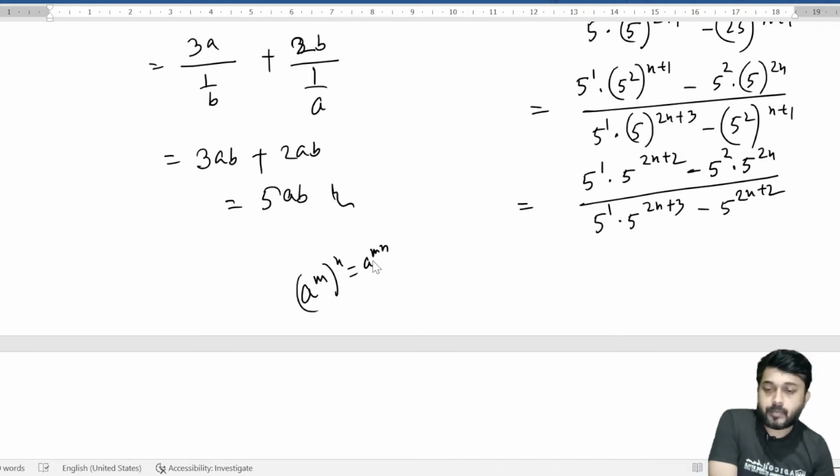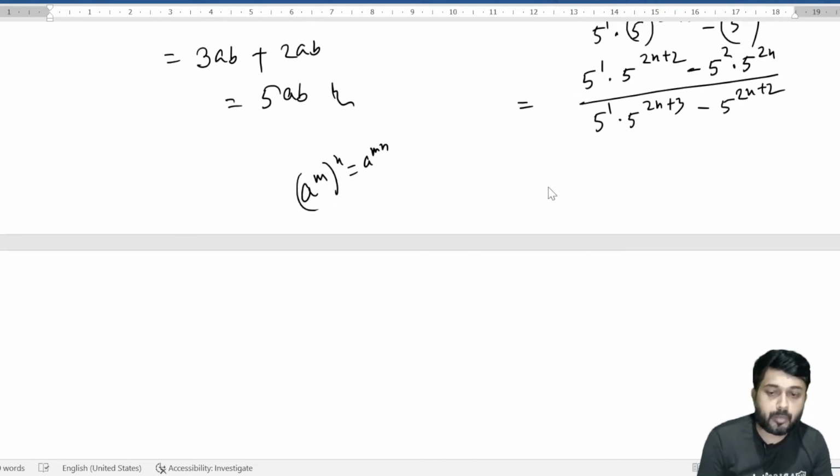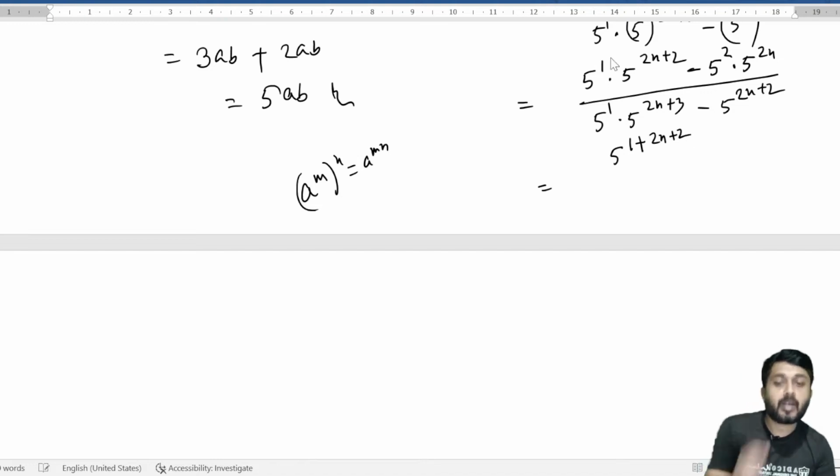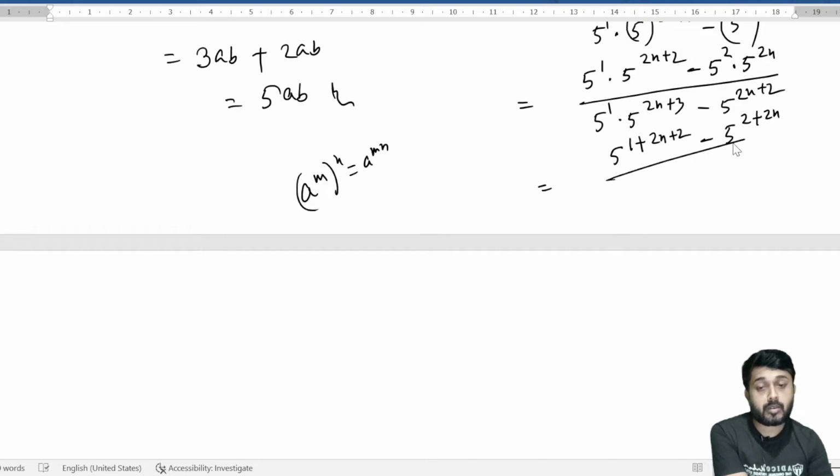After that we need to move to the next page. I'm doing one more step in this page. 5 to the power 1 plus 2n plus 2. I'm adding up the indices, right? That's what the rule for multiplication is. Minus 5 to the power 2 plus 2n, is it clear? Divided by 5 to the power 1 plus 2n plus 3 minus 5 to the power 2n plus 2.